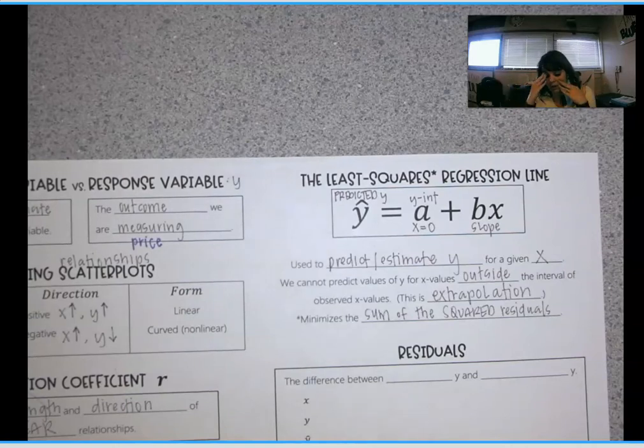So the easiest way for me to think about that is the year example. If I only have data for a certain amount of years, I can't predict for anything outside of those years. Same with the miles driven. If I only have data for miles driven 0 to 50,000, I can't predict the price of a car that has 100,000 miles. I only have data for 0 to 50,000.